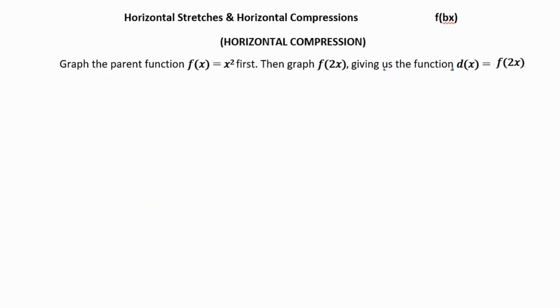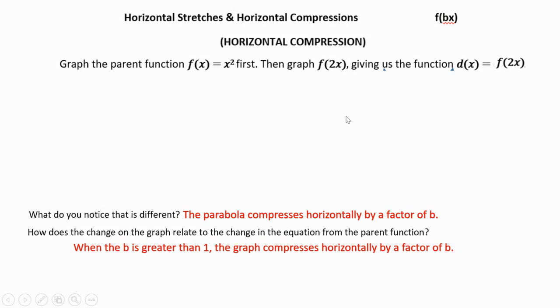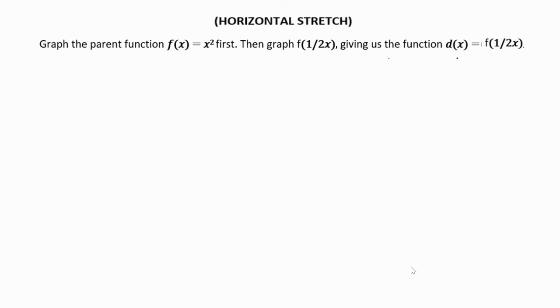Okay? So we would say that if the number is in front of x, if the B number is greater than 1, then the graph would compress horizontally by that number. All right. We're going to put all these together at the end, and then we'll get practice on this. You'll start figuring this out.